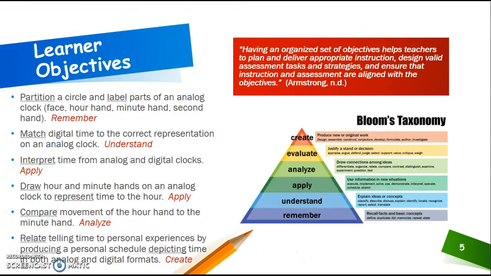For my learner objectives, I have them organized here based off of the Bloom's taxonomy different levels. So one thing I'll be asking the students to do is partition a circle and label parts of an analog clock. So the face, hour hand, minute hand, and second hand. Then they will need to match the digital time to the correct representation on an analog clock.